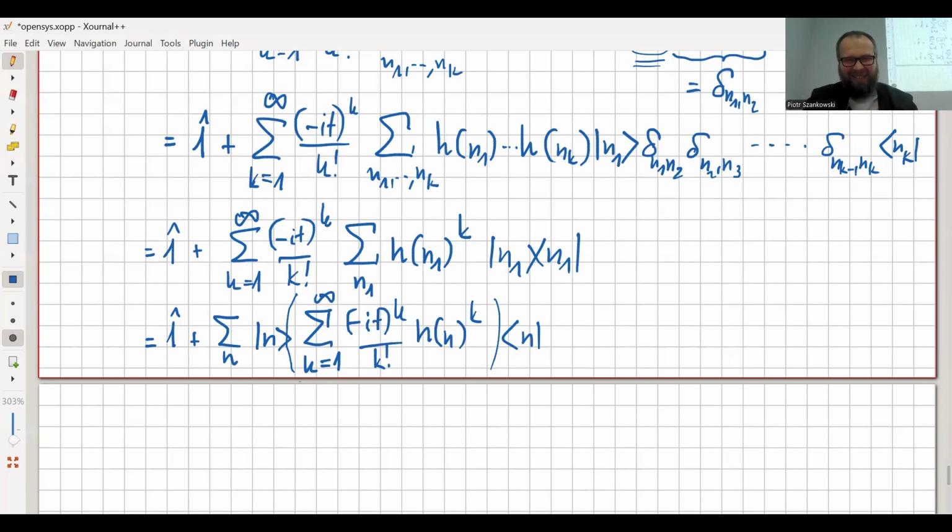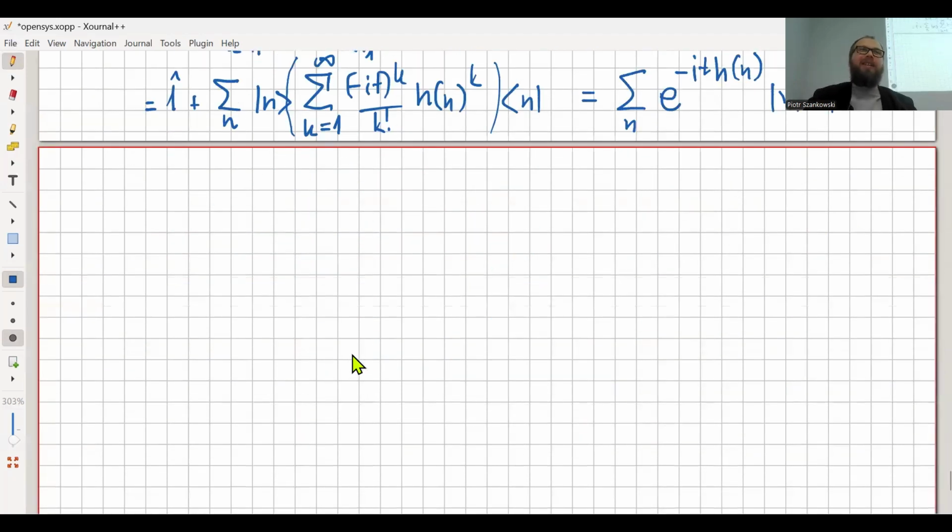And you know, all this stuff, this series here, is basically a series for an exponent, but of a number now, of the eigenvalue. So you can just take everything in and write it as e to the minus i t H of n on n.